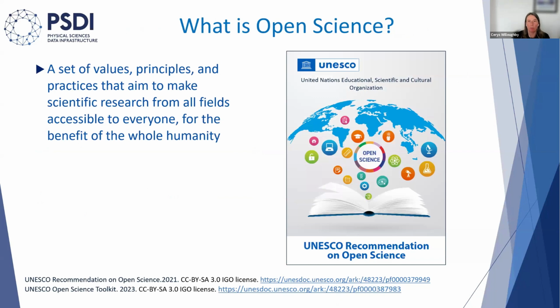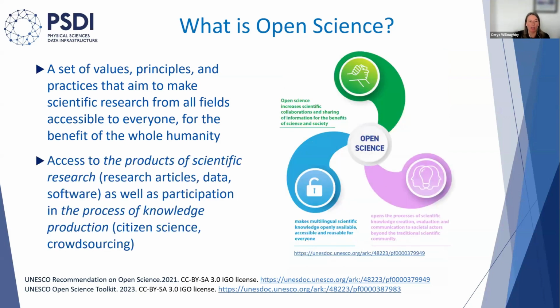So open science is quite a broad concept, and it means different things to different people. But what we're going to use in this webinar is the UNESCO definition of open science, which is a set of values, principles, and practices that aim to make scientific research from all fields accessible to everybody for the benefit of the whole of humanity. And what that means is that the products of scientific research, things like research articles, data, and software, are available to everybody so that they can be used to build new science, and to inform decisions and practices that are for the benefit of the whole of the population.